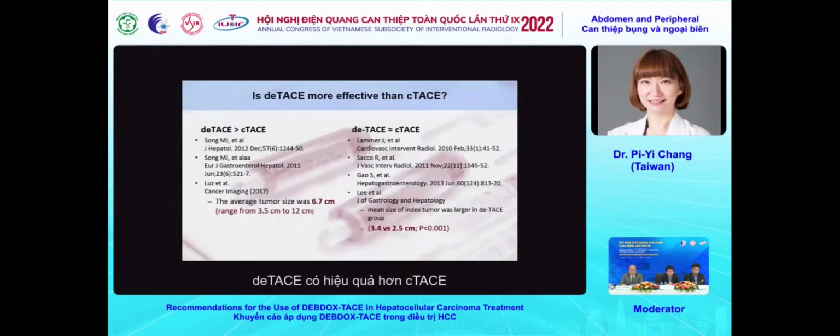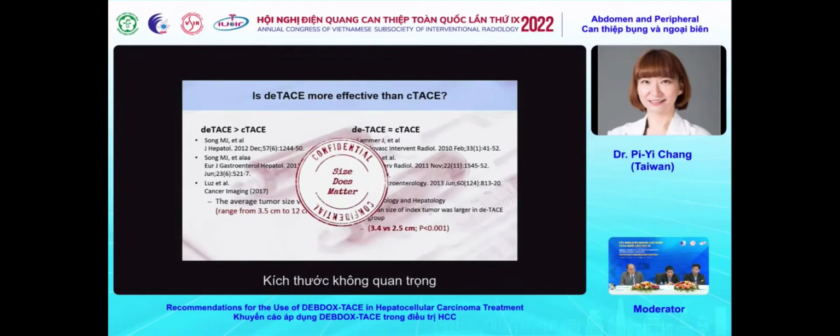Is DEBDOX-TACE more effective than CTACE? Actually, there are papers that claim that DEBDOX-TACE is much better than CTACE, while there are also papers that claim that DEBDOX-TACE has almost the same effect as CTACE on response rate. So I think, as I had mentioned in my previous lectures, size does matter. So we can infer that when treating bigger tumors, DEBDOX-TACE might be more effective than CTACE.